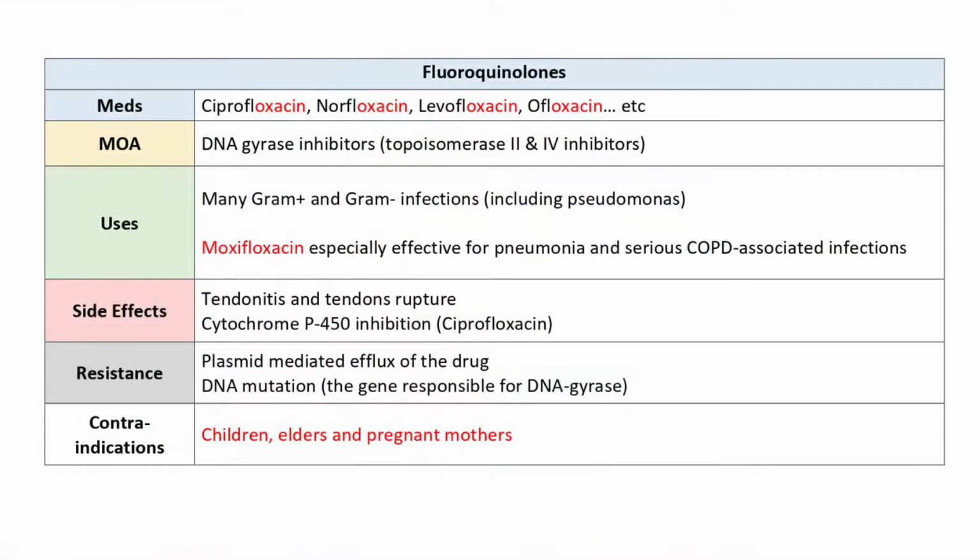Like we said, fluoroquinolones work by inhibiting the DNA gyrase, which is a topoisomerase enzyme. Now, the bacteria can change the structure of the enzyme by changing the DNA that codes for this enzyme. And this is how resistance develops, along with drug efflux.